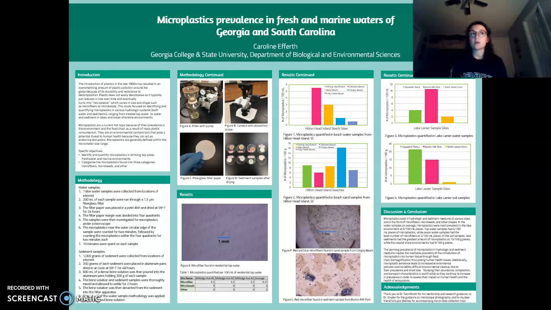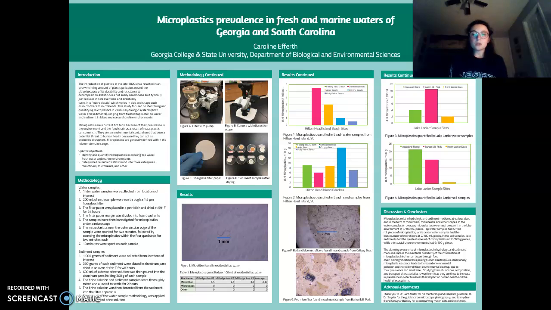In order to do this, I immersed 300 grams of each sediment sample in a dense brine solution, which encouraged the microplastics to float to the top. After those samples sat for 2 hours, I decanted the water into the filters and counted the microplastics in the same way that I counted the water samples.